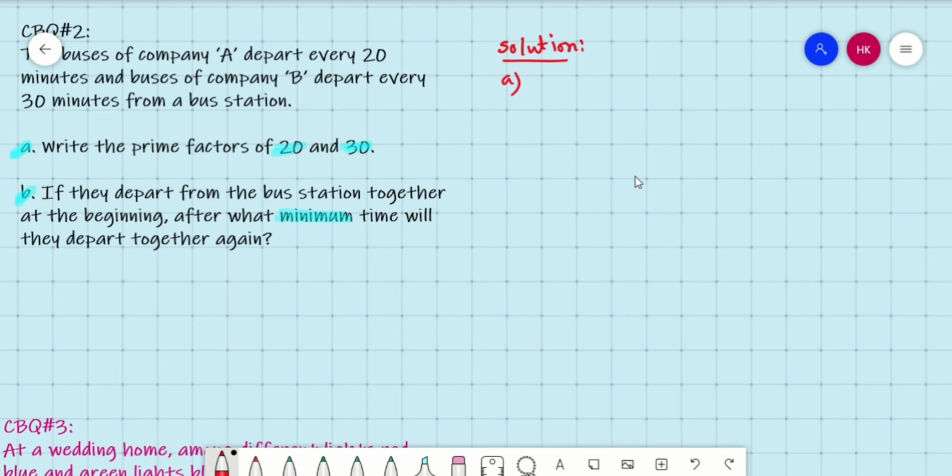Prime factors means the number which can be divided only by one and by itself, then it is called a prime number. So 20 can be written as 2 times 10, right? It can also be written as 2 times, and 10 can be written as 5 times 2. Here 2 and 5 are prime factors, so 20 can be written as 2 times 2 times 5. This is our answer.